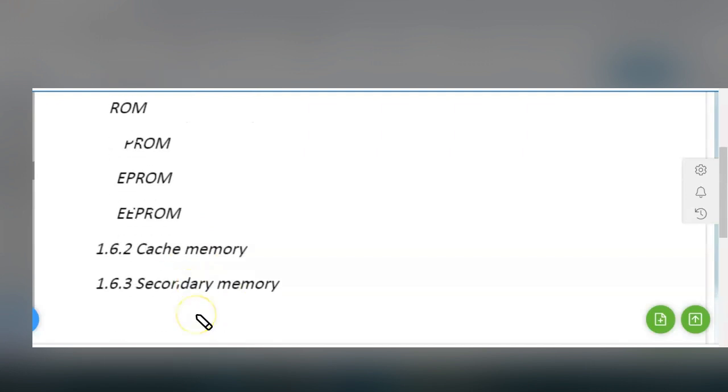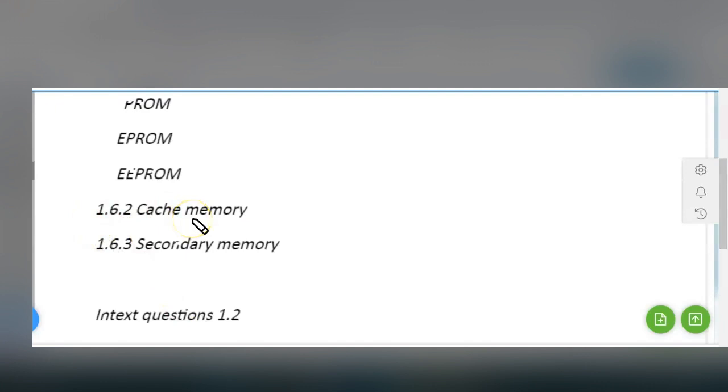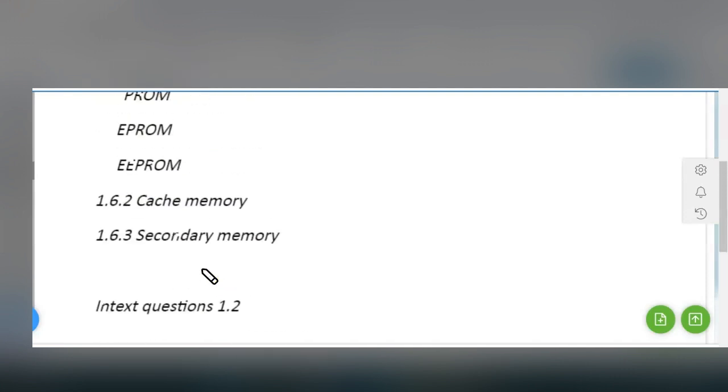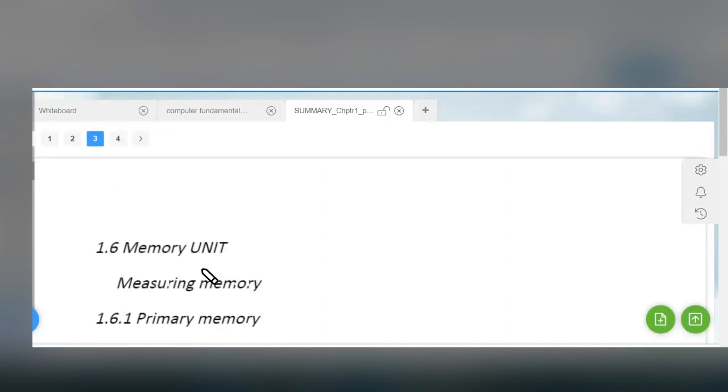EEPROM. After that, the next topic is cache memory. Then comes secondary memory, followed by in-text questions 1.2. So these many things will be covered in this particular video. Okay, let's go to the video.